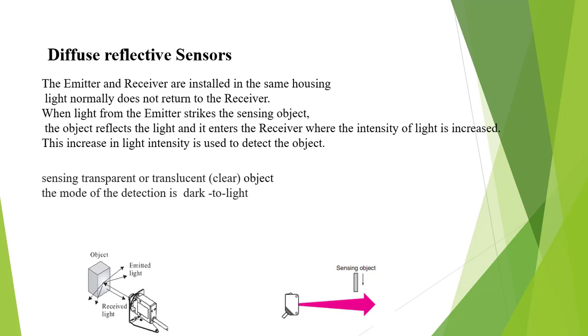Okay. When light from the emitter strikes the object, the object reflects the light and it enters the receiver. Since most of these objects are transparent, translucent or clear objects, the mode is dark to light. Look at it this way. Okay, same thing all the way.